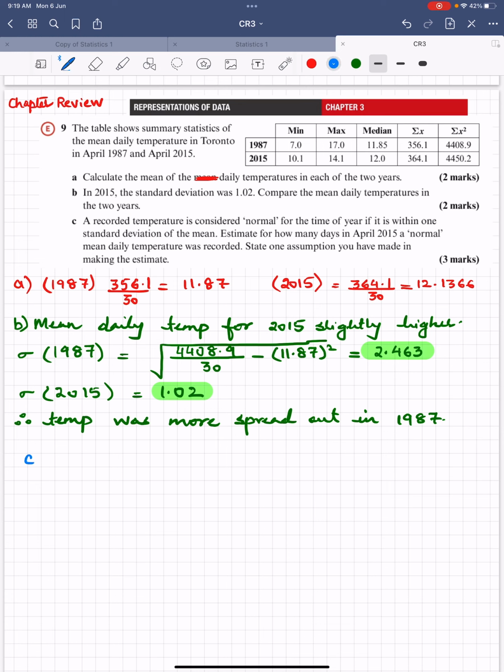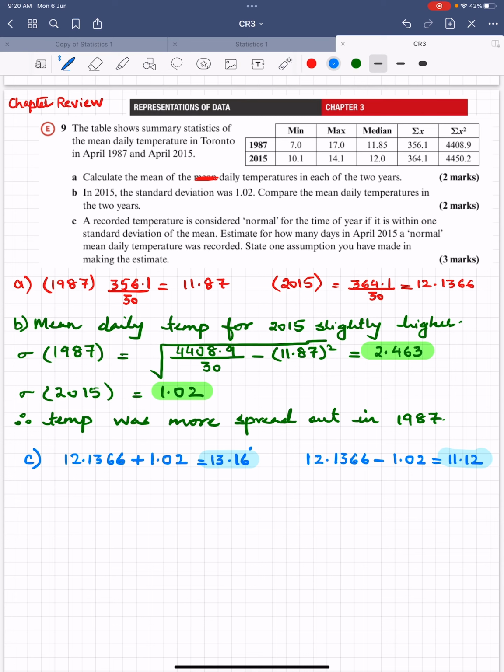So this is for part C. We have 12.1366 as the mean. So for one standard deviation above the mean, it's going to be 12.1366 plus 1.02, which is equal to 13.16. And for one standard deviation below the mean, it's going to be 12.1366 minus 1.02, which is equal to 11.12. So we are looking for the temperature between this range.